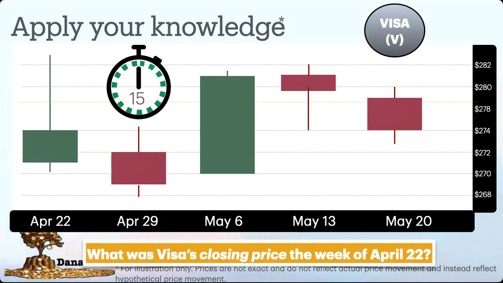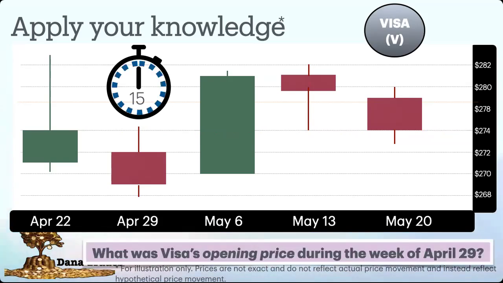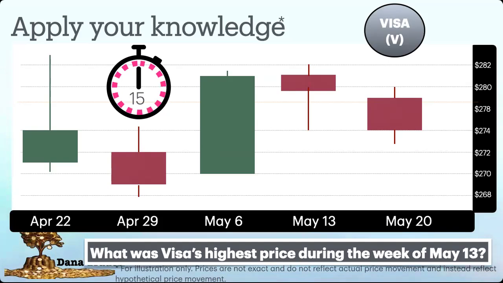What was Visa's closing price the week of April the 22nd? What was Visa's opening price the week of April the 29th? What was Visa's highest price during the week of May 13th?